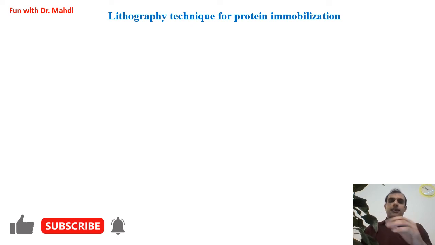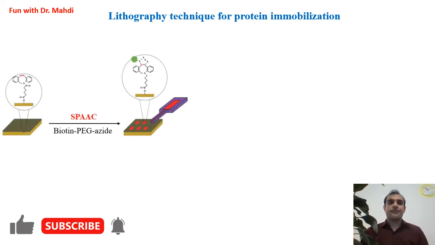We use lithography for printing the molecule and doing click reactions, and here we would like to do lithography for immobilization of protein. Here we have selected streptavidin. We would like to immobilize streptavidin on the surface with the help of lithography and printing the molecule. Again, we use the SPAAC click reaction. We have cycloalkyne on the surface.